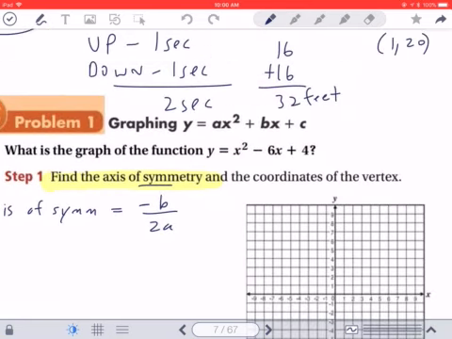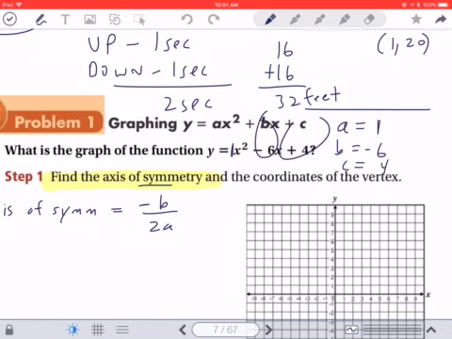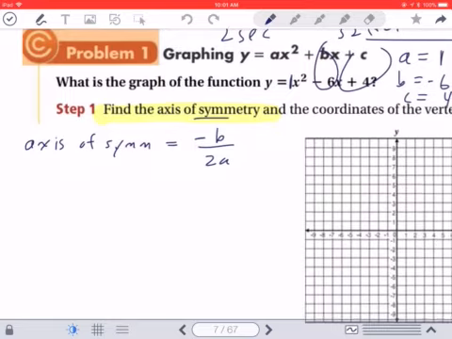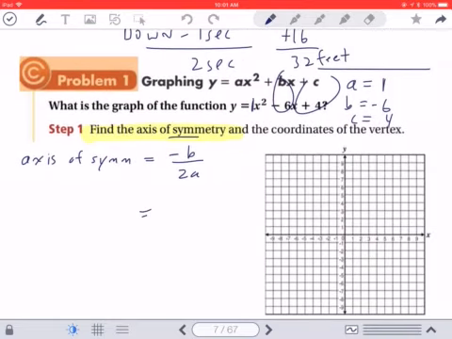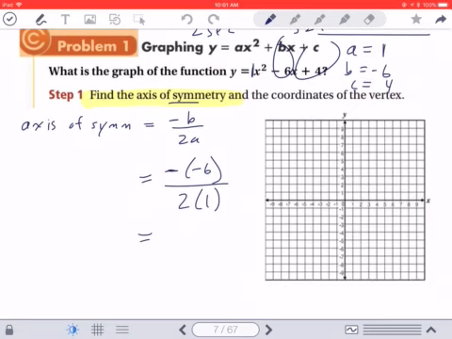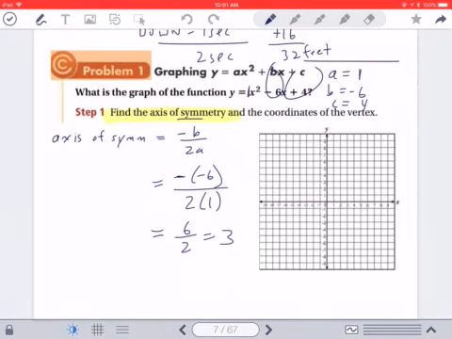Okay, and I have to identify all my values over here to do that. So a is going to be 1, b is going to be negative 6, and c is going to be 4. Okay, so I have to know those things. So my axis of symmetry is negative b over 2a. So my negative b value is going to be negative, and then I have a negative 6, and then 2, and my a value is 1. So when I find my axis of symmetry, this is going to be a negative and a negative is a positive there, so it's 6 over 2, which is going to be 3. Okay, so my axis of symmetry is x equals 3.